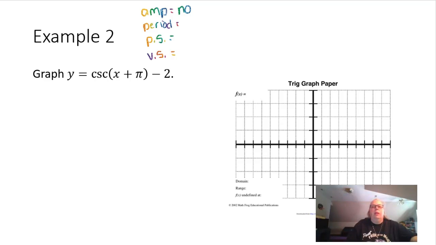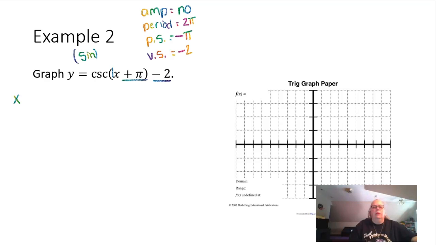The period, the reciprocal function for the cosecant is the sine. And the period on the sine is normally 2 pi. And the coefficient over here is going to be 1, so b is equal to 1, which means the period on my function is going to be 2 pi. The phase shift, right here, we're going to go to the left, pi. And then our vertical shift, right here, means we're going to go down 2.